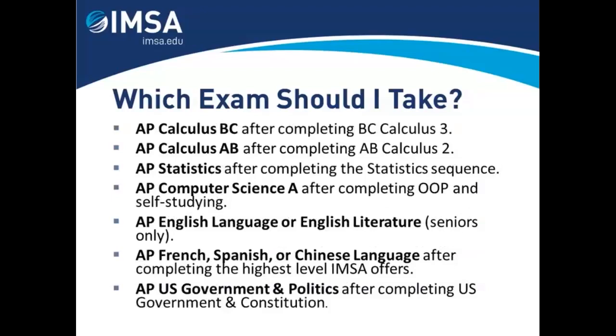Here's the second slide. As you can see, we have BC Calc, AB Calc, Statistics, and AP Computer Science A, after completing OOP, not just simply completing Computer Science Inquiries, a sophomore required course. And I already mentioned before, English language or English literature, seniors take only, and it's per their discretion. Somebody likes language better than literature, so we usually have an even number of students who take each, about 20 students per exam.